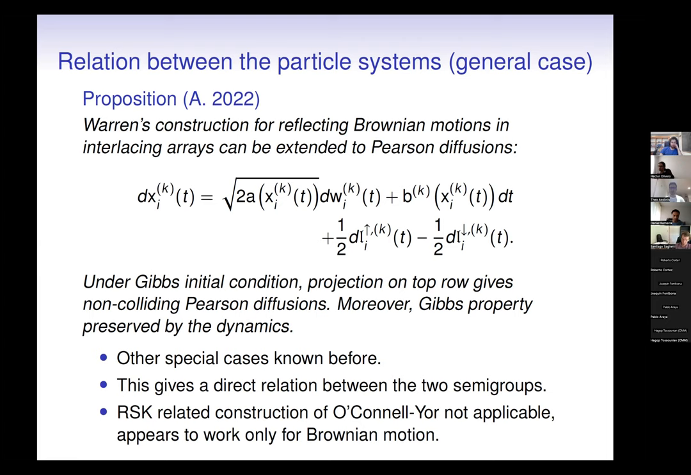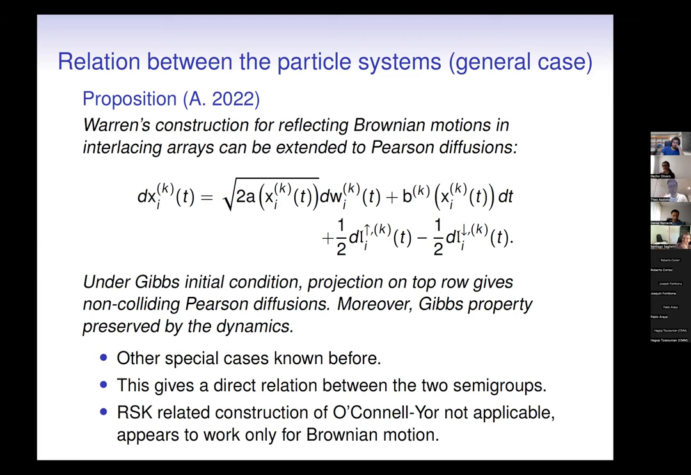Okay, thanks. Yes. And then, this probabilistic result was a special case we knew before, and as I said, this gives a relation between these two semigroups, but it doesn't give a relation between the theorems, as far as, I mean, it does for a special case, but it doesn't in general.